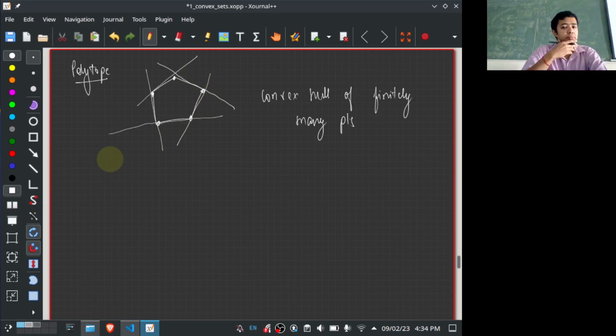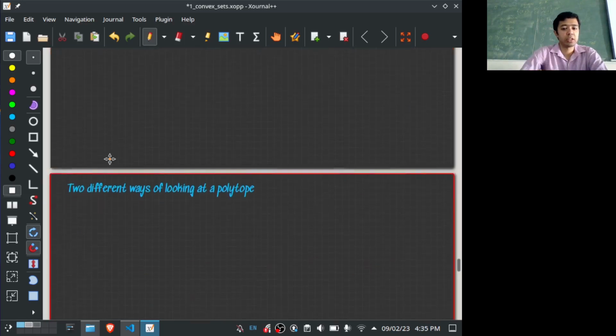All right, and again, depending on the problem, you may view it as an intersection of half spaces, or you may want to view it as the convex hull of some finite set of points. Okay, so just to see why this may be important, let's look at an example.